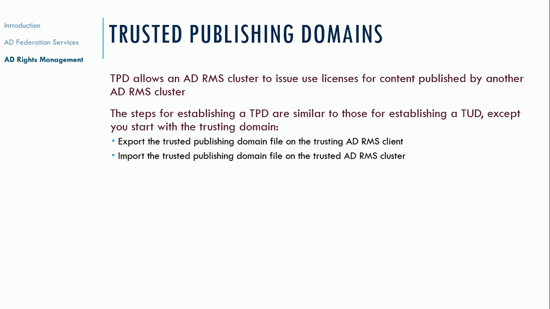So trusted publishing domains allow an ADRMS cluster to issue use licenses for content published by another ADRMS cluster. So the steps to establishing a TPD are similar to those for establishing a TUD, except you start with the trusting domain, export the trusted publishing domain file on the trusting ADRMS cluster, and then import the publishing domain file to the trusted ADRMS cluster.